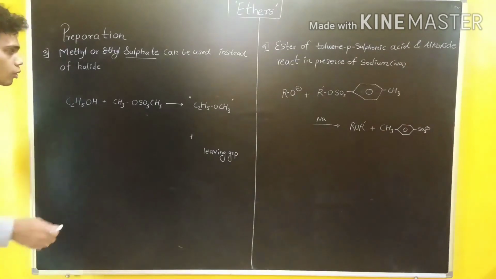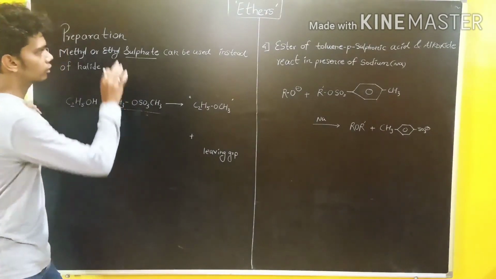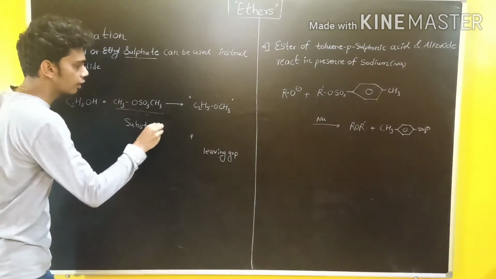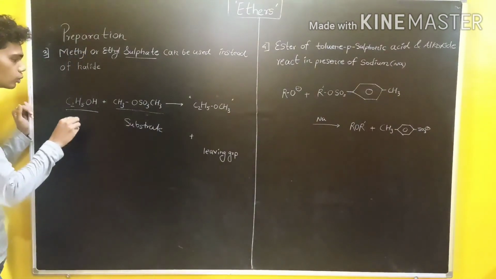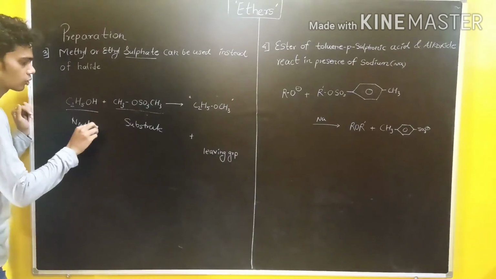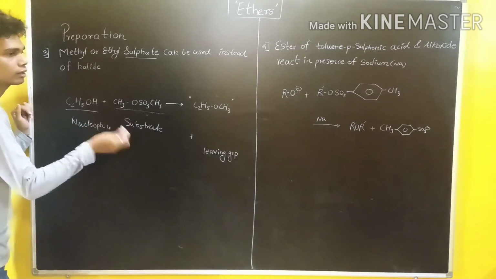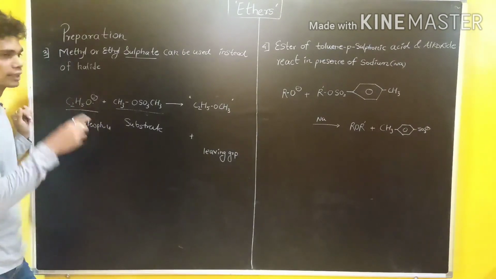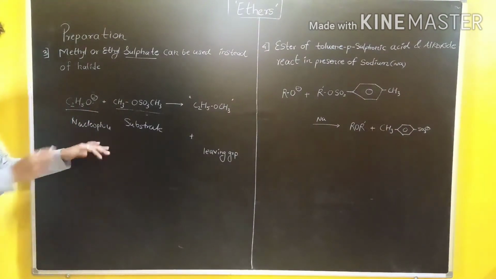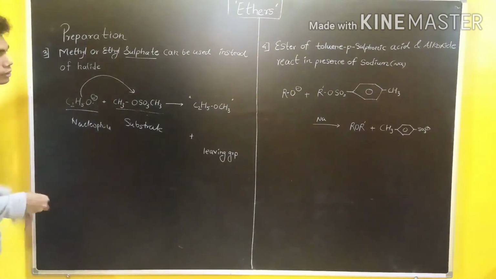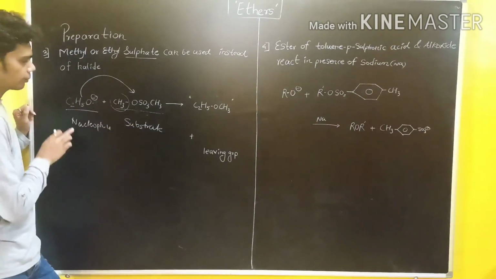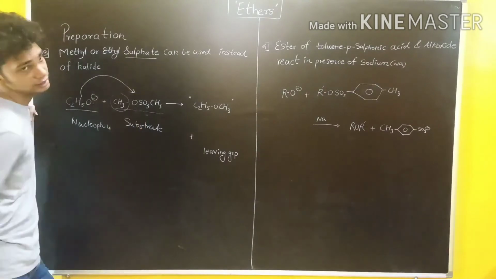Let's have a look over here. This is your sulfate, so I can call it the substrate, because this is your nucleophile going to attack here. So see, instead of C2H5OH, I can write C2H5O minus. H can be removed, and it becomes the nucleophile. This nucleophile can attack on this. In this case, this CH3 is taken up by the nucleophile and this acts like a leaving group.